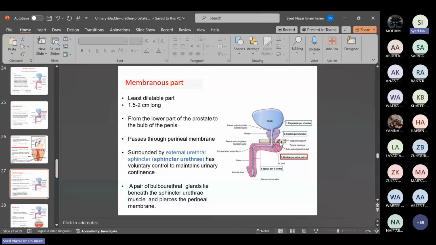And there we have two glands called the bulbourethral glands that lie in the deep perineal pouch. But the duct of the bulbourethral gland doesn't open inside the membranous urethra. It pierces the perineal membrane and then opens in the penile urethra. Now, they might ask you, what are the contents of the deep perineal pouch? So we have the external urethral sphincter and we have the bulbourethral gland. The duct is in the superficial perineal pouch and it pierces the penile urethra.